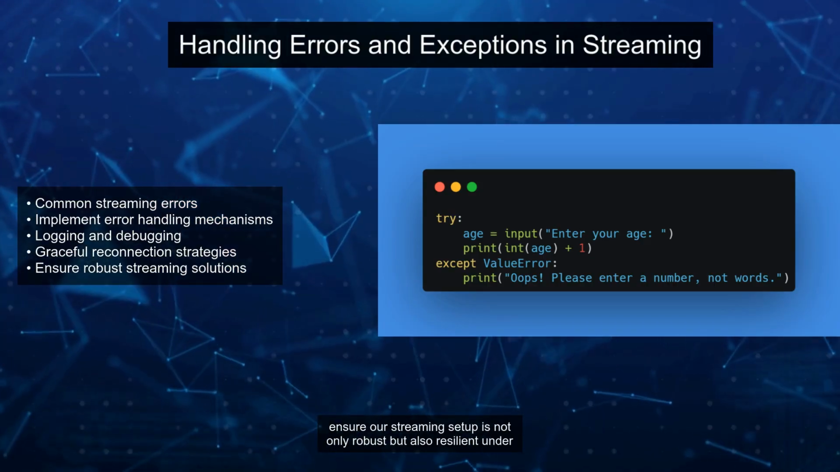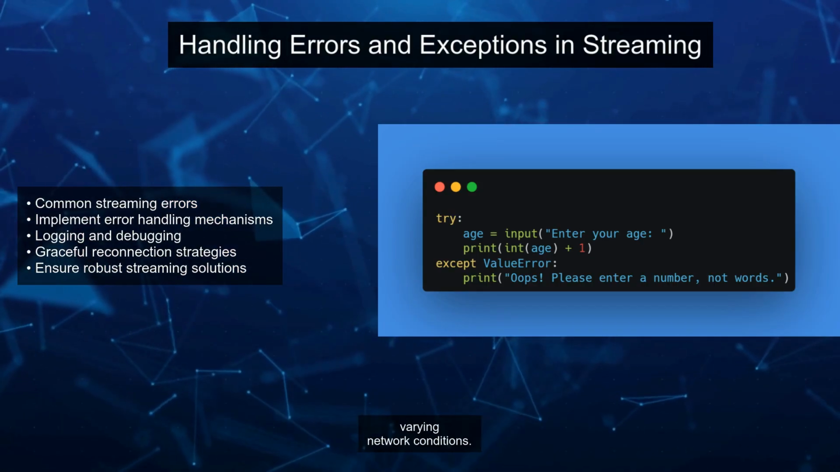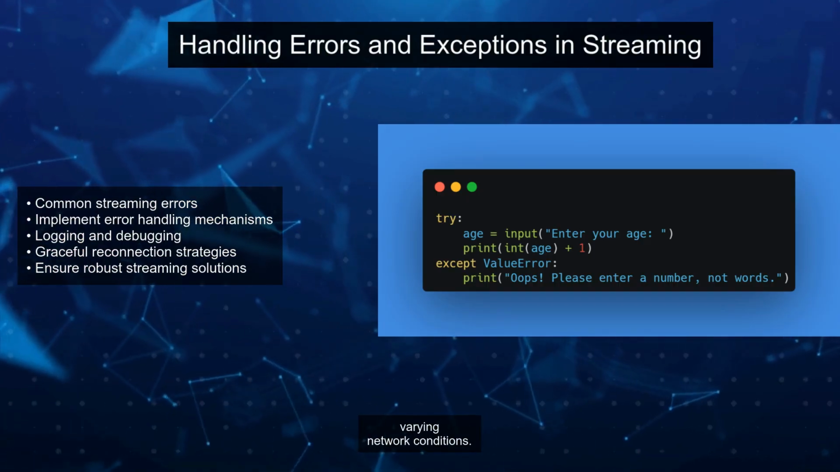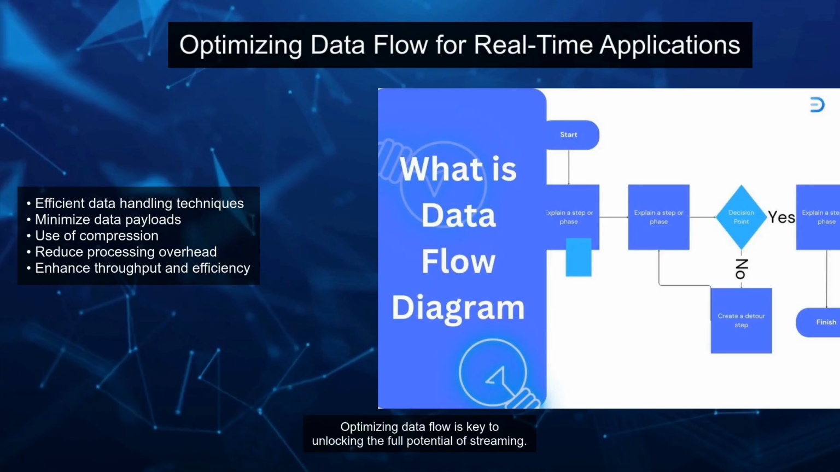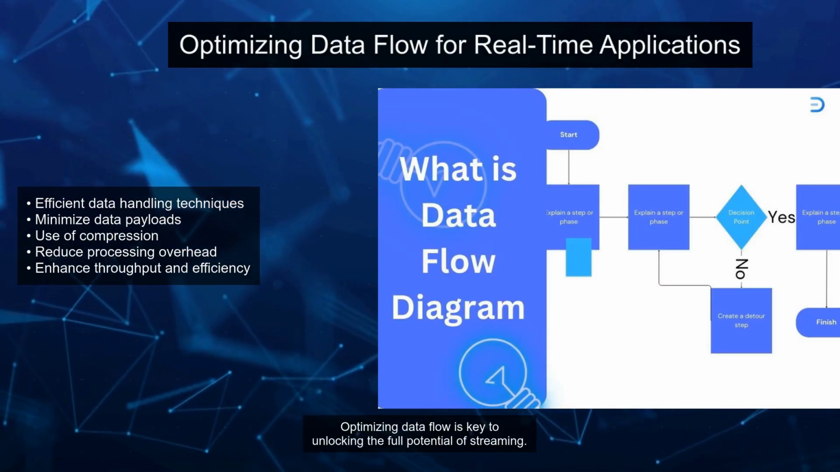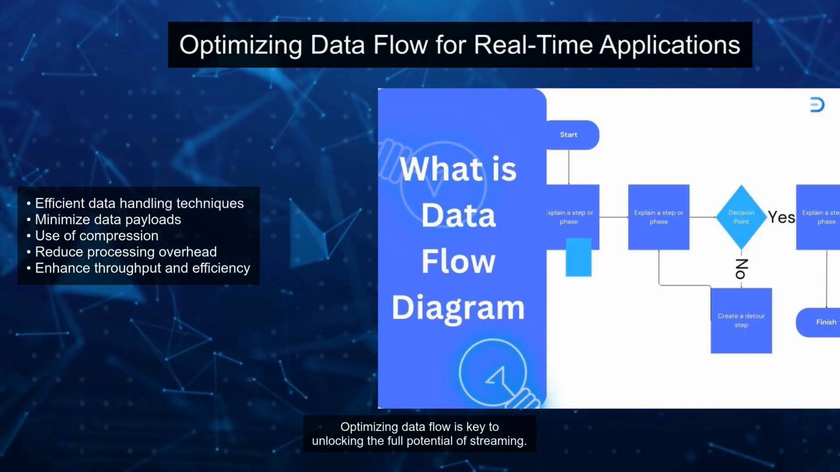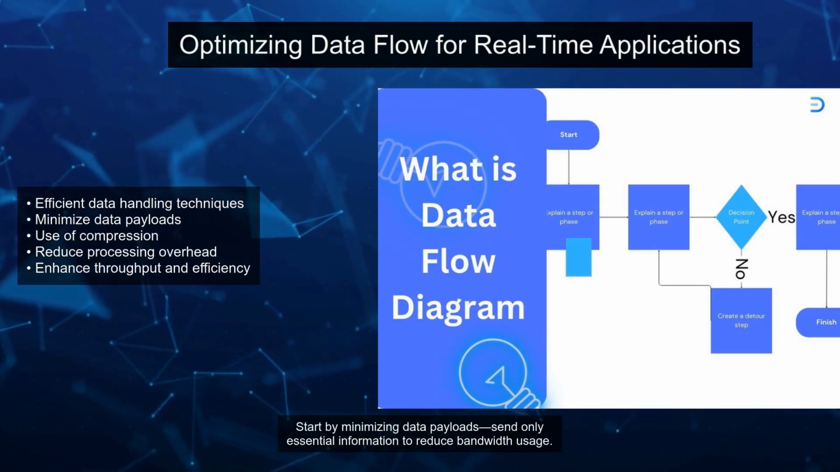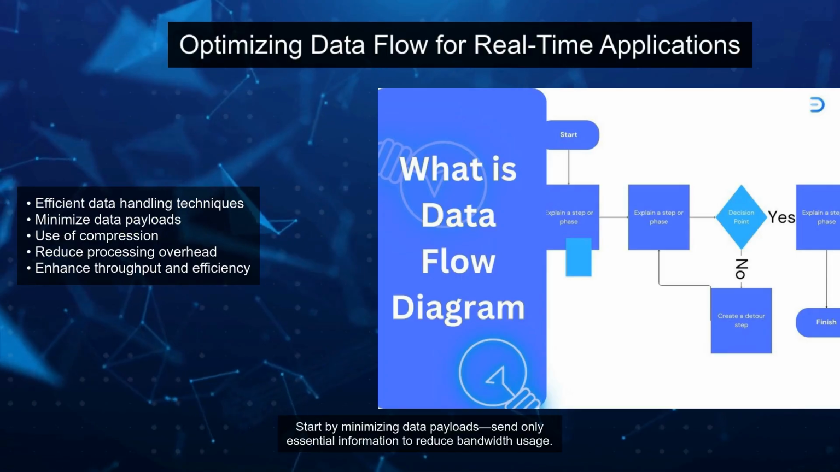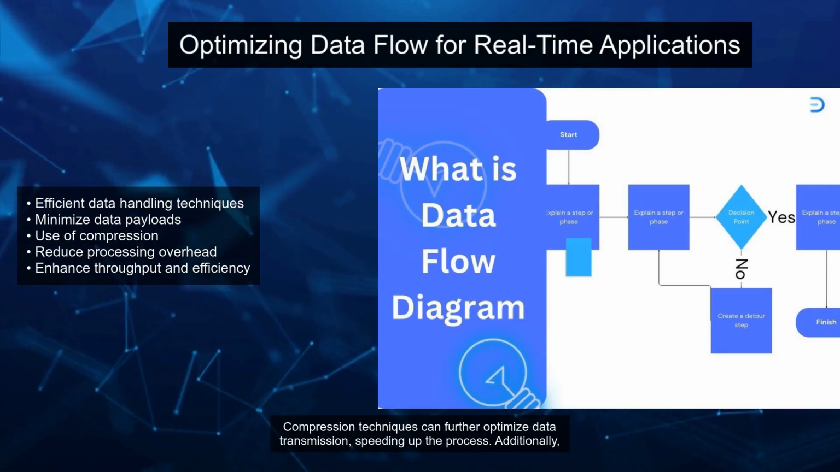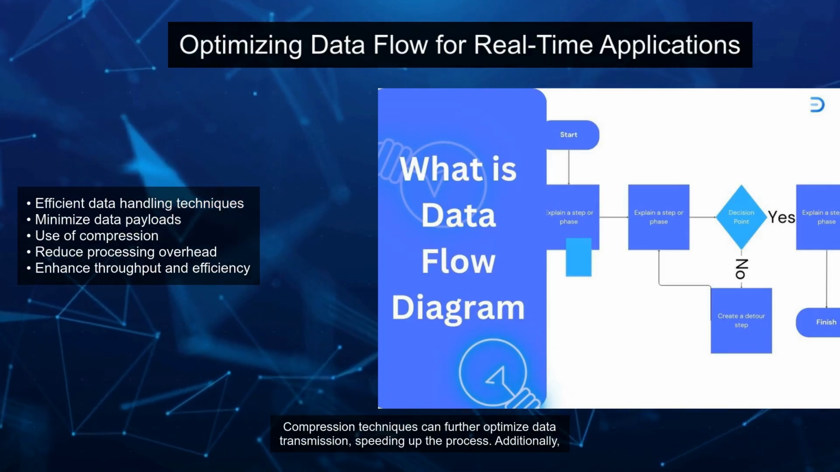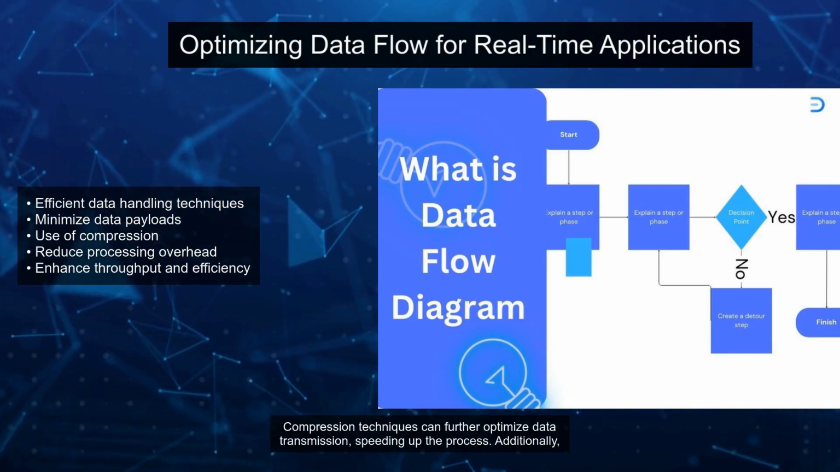By proactively managing these scenarios, we ensure our streaming setup is not only robust but also resilient under varying network conditions. Optimizing data flow is key to unlocking the full potential of streaming. Start by minimizing data payloads and sending only essential information to reduce bandwidth usage. Compression techniques can further optimize data transmission, speeding up the process.